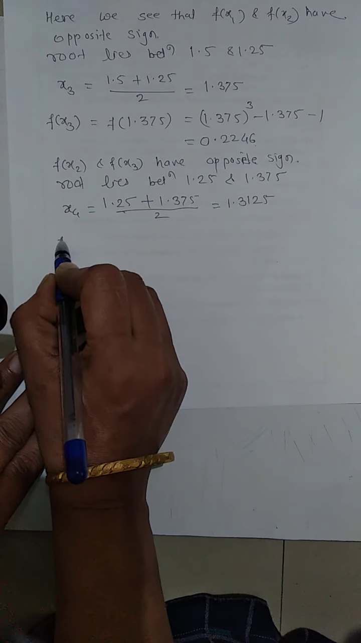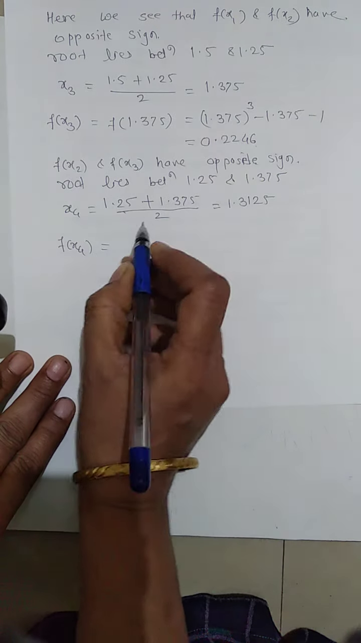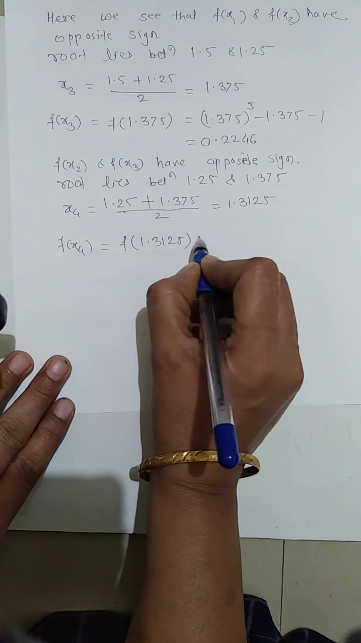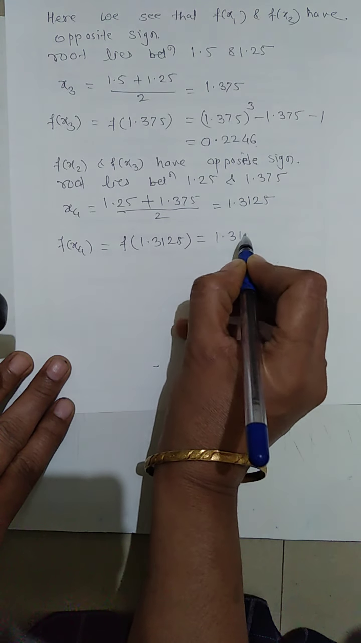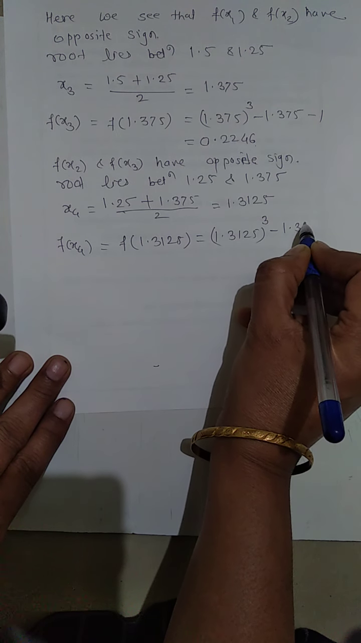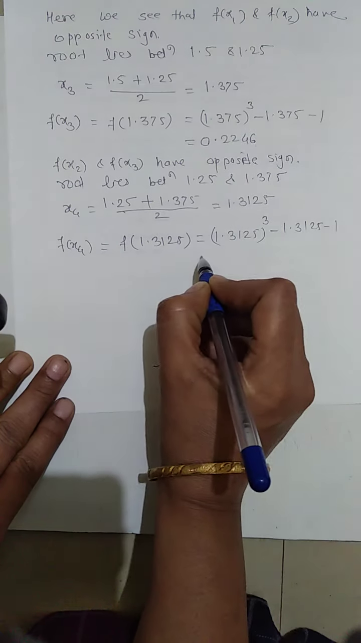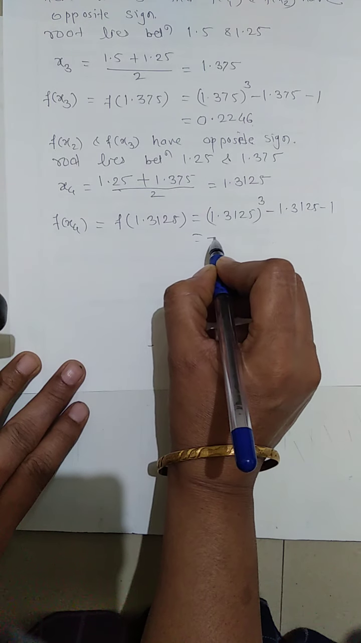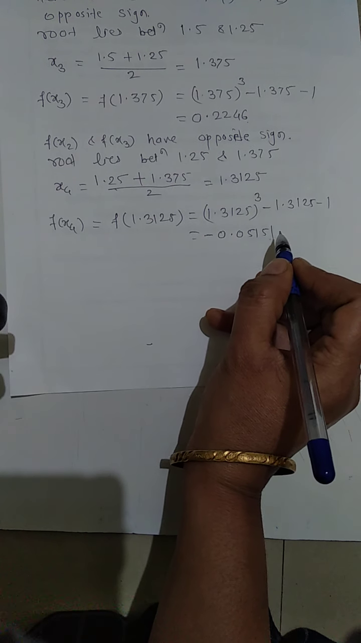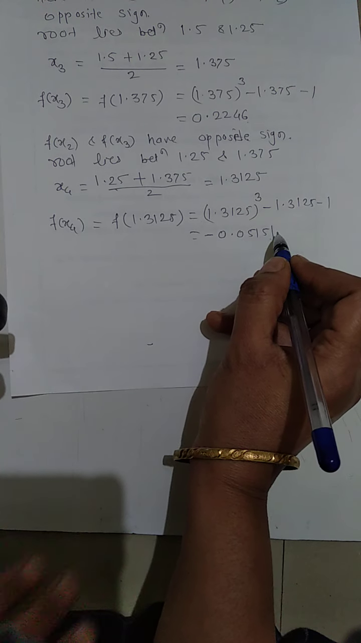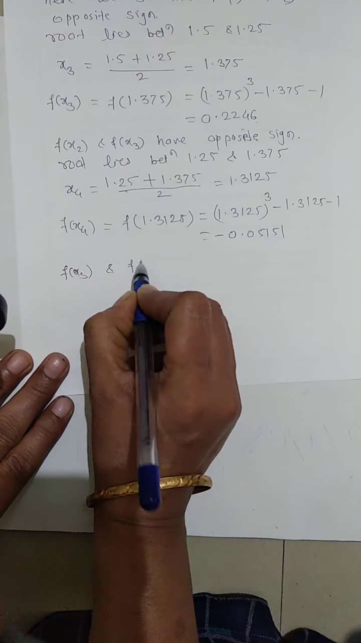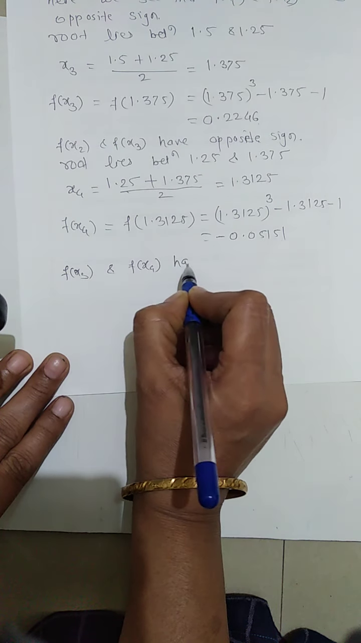Then f(x4) has been calculated, and f(x4) = f(1.3125) = 1.3125 raised to the power 3 minus 1.3125 minus 1, and after solving, the value is -0.05151. Here again we see that f(x3) and f(x4) have opposite signs.